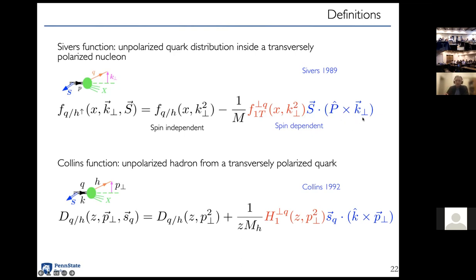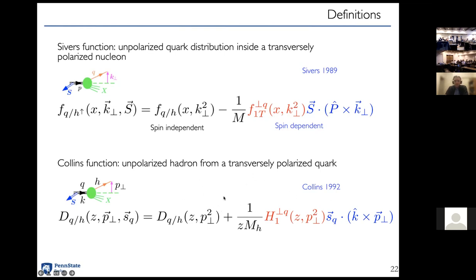So p cross k perp gives me the sort of analog of the orbital momentum and the spin of the nucleon. For the Collins function, we have an unpolarized hadron, which is produced from a transversely polarized quark. And again, we have the transverse momentum of the hadron with respect to the quark direction and the polarization of the quark, transversely polarized.